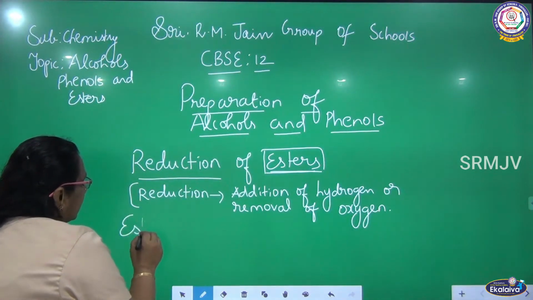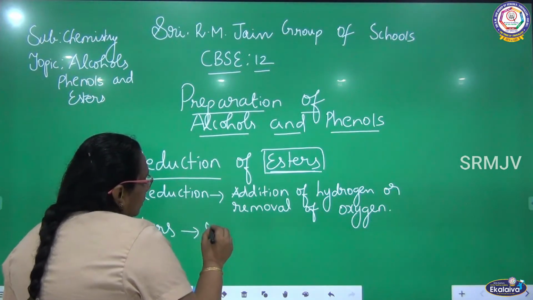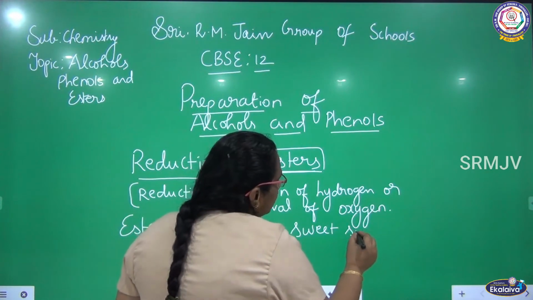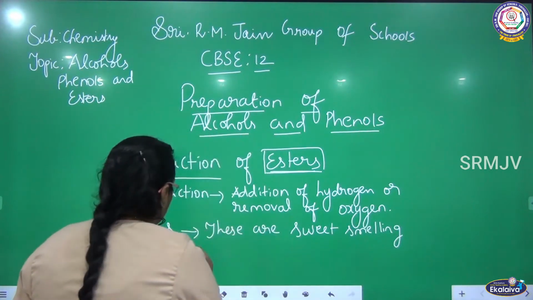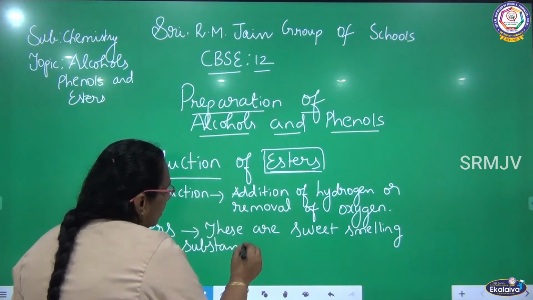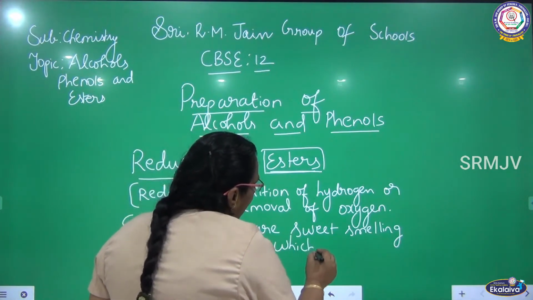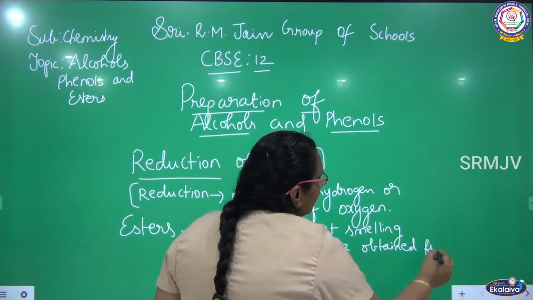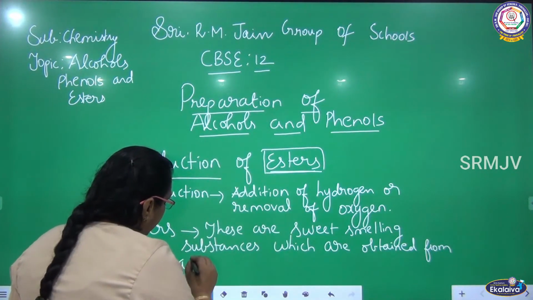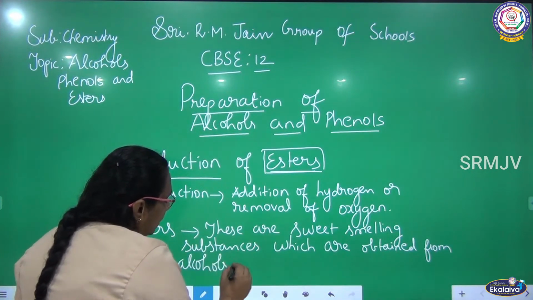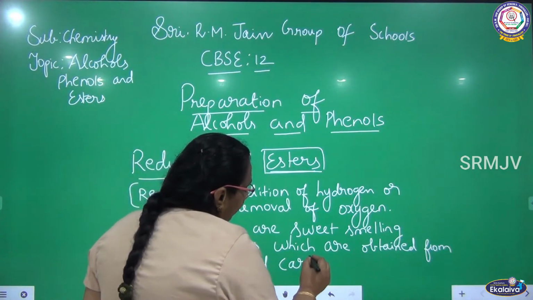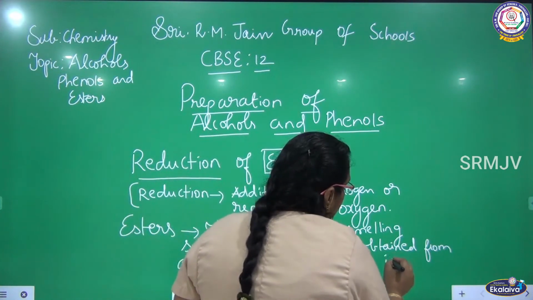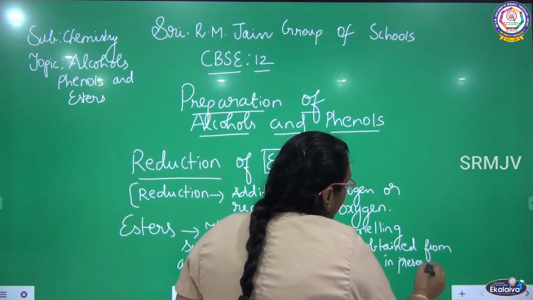What are esters? Esters are sweet smelling substances, which are obtained from alcohols and carboxylic acids in the presence of a mineral acid.